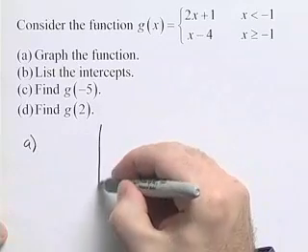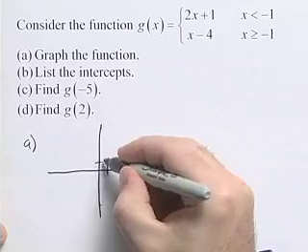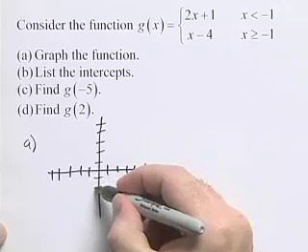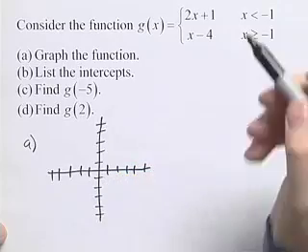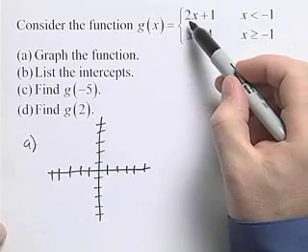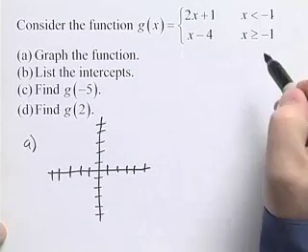We'll make a little grid. 1, 2, 3, 4, 5. And we need to graph this function in pieces, so we'll start with the first piece. We need to graph the linear expression 2x plus 1 for values of x that are less than negative 1.